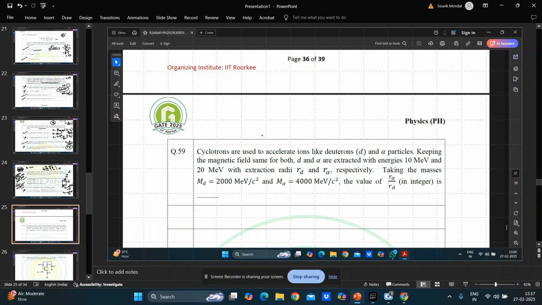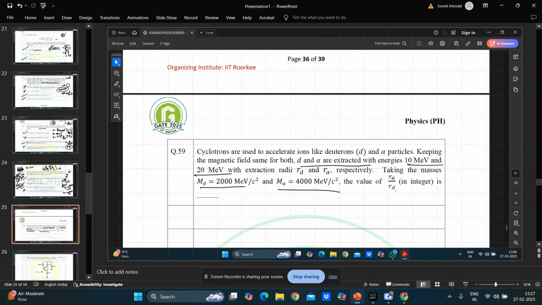For the next problem, cyclotrons are used to accelerate ions like deuterons and alpha particles, keeping the magnetic field the same for both D and alpha extracted. Their kinetic energies are 10 and 20, and you have to calculate R alpha and R D, and their masses are also given. You may have a little confusion because of the MeV, because you can assume that relativistic corrections will be needed, that you should use the relativistic prescription, but it is not true.